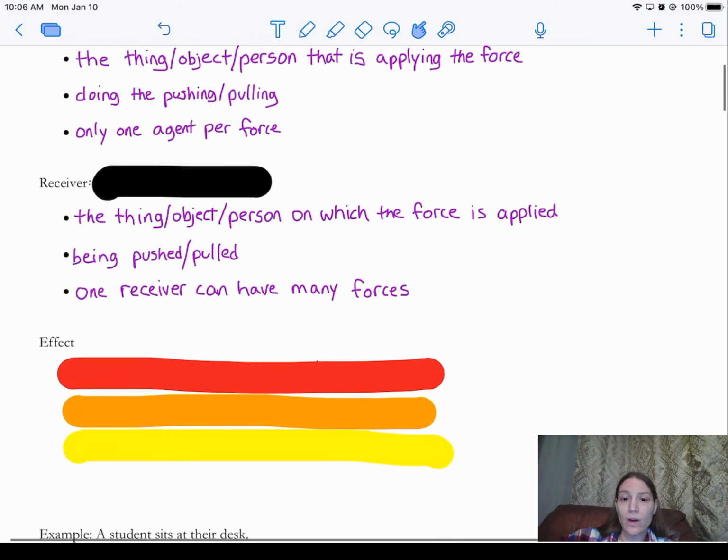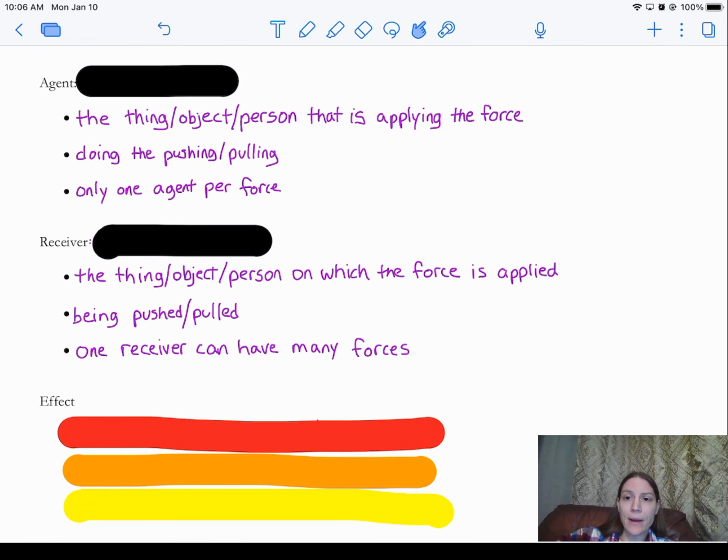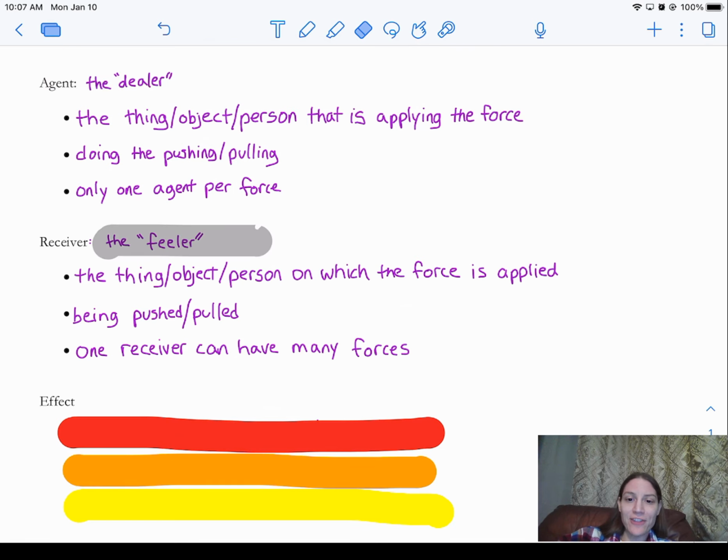I heard a teacher that I worked with previously refer to the agent and the receiver as the dealer and the feeler, and I thought that was wonderful. What a great way to think about it, the dealer and the feeler, okay? So if you can keep those straight, the agent does it, the receiver feels it, the dealer and the feeler.